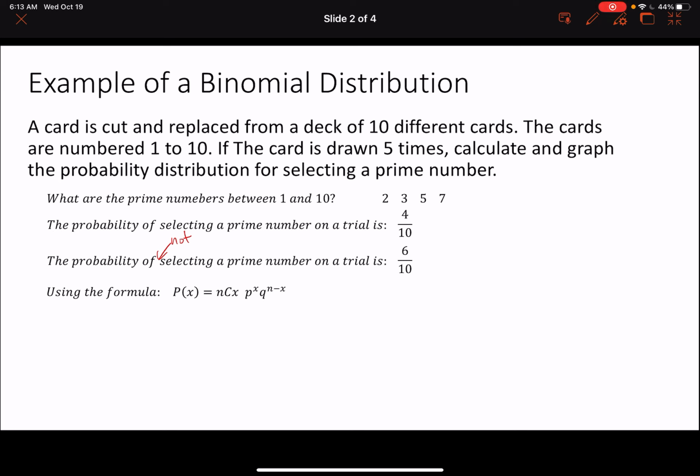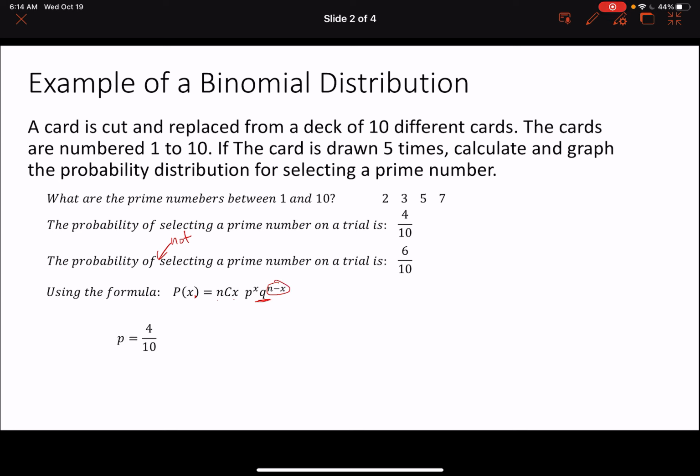So for every trial, right, using the formula, probability of x, and we're going to define it as number of successes. X is our random variable, and number of successes is what our random variable is going to represent. And it's n, number of trials, choose number of successes, times the probability of success to the power of number of successes, multiplied by the probability of failure to the power of number of failures.